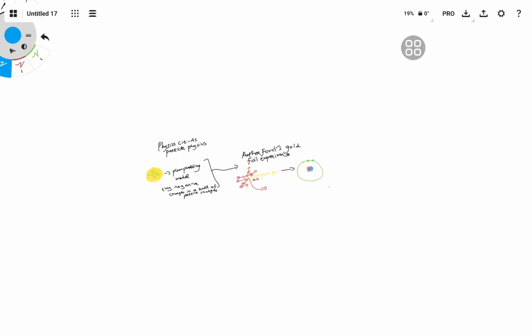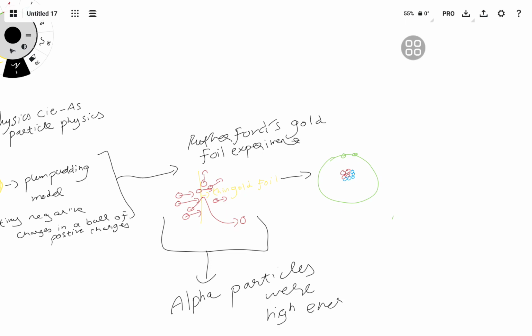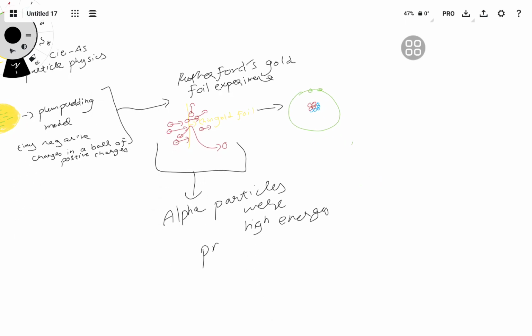Basically, let's talk about what these alpha particles were. These alpha particles were high energy protons and neutrons released because of instability. This relates back to isotopes and instability.